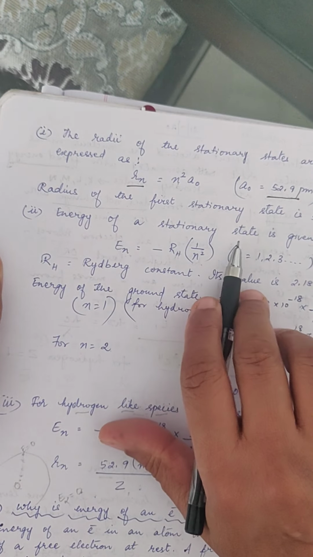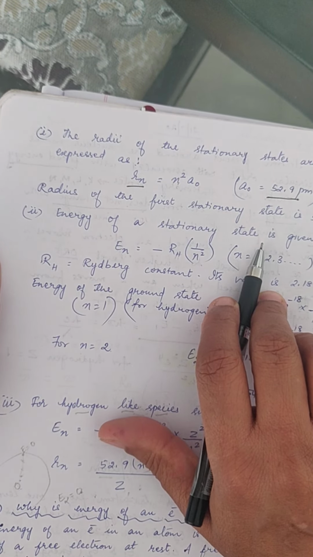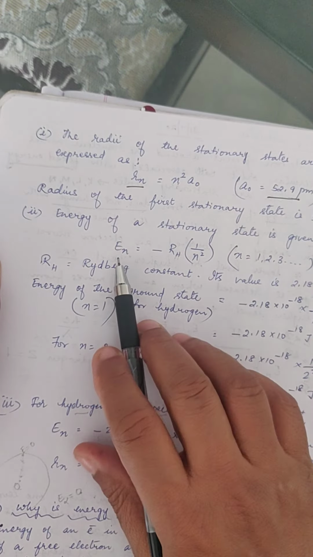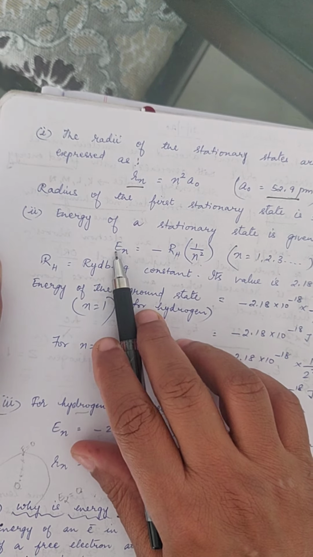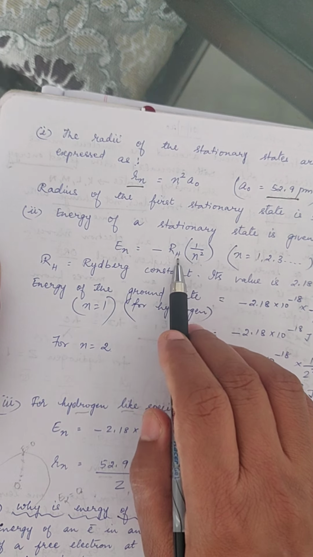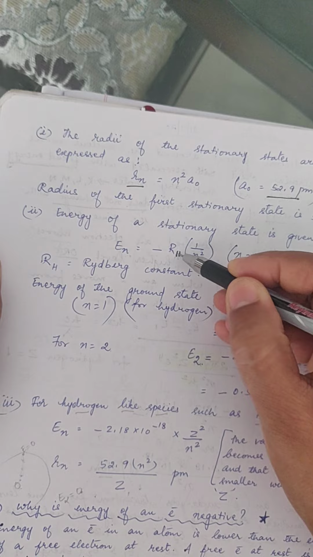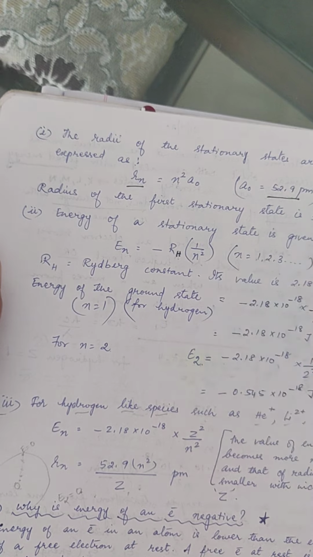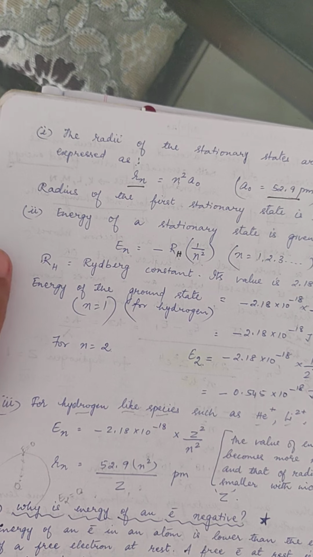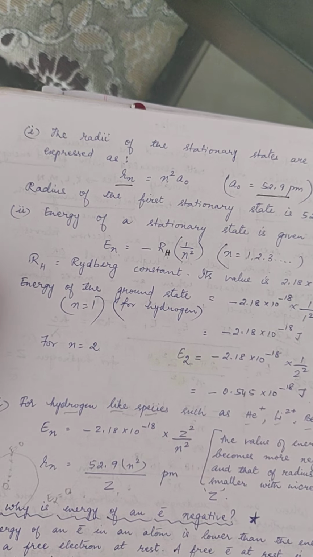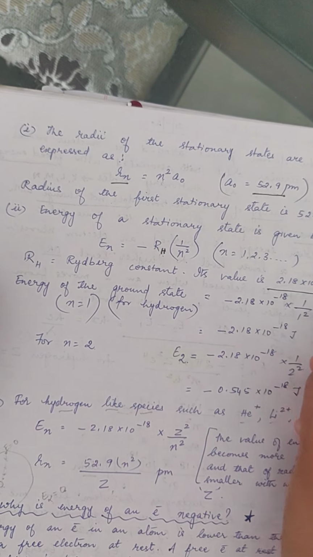Then what is the energy of a stationary state? Energy of a stationary state, energy of an electron belonging to a particular orbit, is given by the relation En. Say energy of an electron belonging to nth orbit is equal to minus RH, where H represents hydrogen atom, Rydberg's constant for hydrogen atom, into 1 upon n square. Now what is the value of this Rydberg constant? It is 2.18 into 10 power minus 18 joules. This is the value of Rydberg constant.